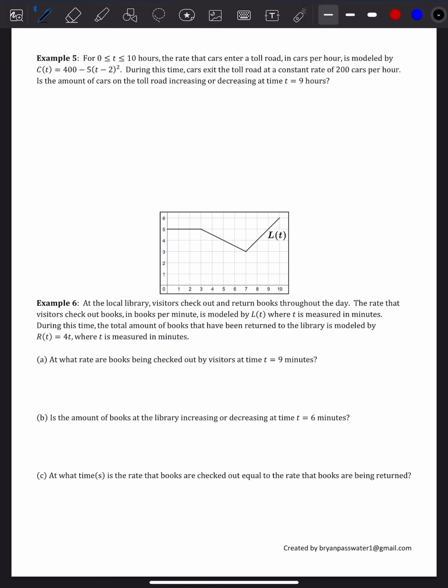So one of the things that we have to be careful here is C of t is a rate of change already. It is cars per hour. So we don't actually need to do anything super extra here because C of t is already what we kind of need it to be. So we're going to just plug in 9.